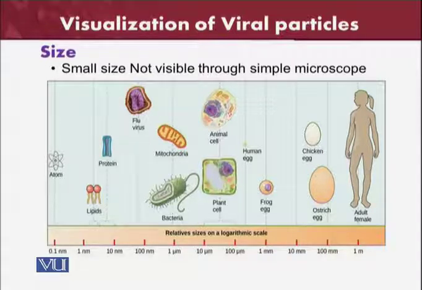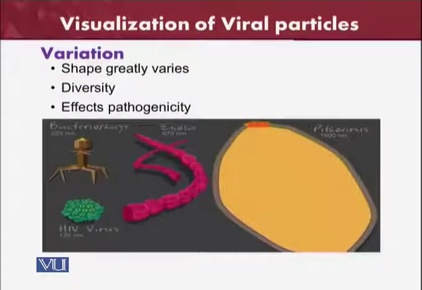Now we come to millimeters. It's about 1 millimeter in size, then 10 millimeters. Then the chicken egg comes, which is quite big, maybe about 50 millimeters. Then the ostrich egg, which is quite big, about 100 millimeters. Adult male. So these are the different sizes which we use to differentiate between different viruses, bacteria, mitochondria, animal cells and the human body on the logarithmic scale. Viruses are very difficult to see, so we have to visualize the virus through the electron microscope.